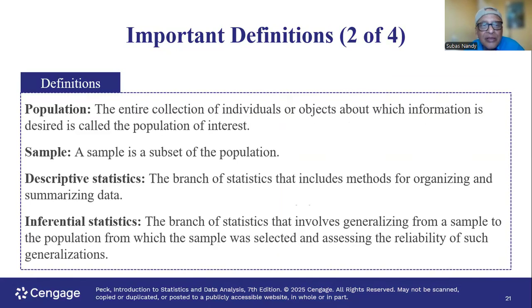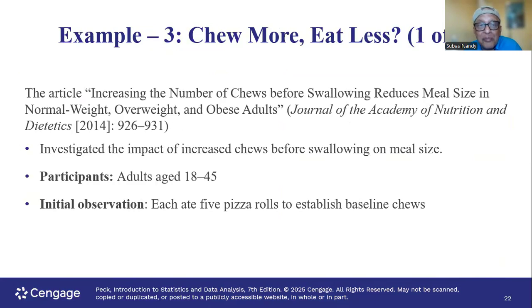Okay. So here we define the population as the entire collection of individuals. A sample is part of the population. Descriptive statistics describes the characteristics of the data that we have collected. Inferential statistics draws an inference, which is where the word inferential comes from, about the population characteristic based on the sample data.